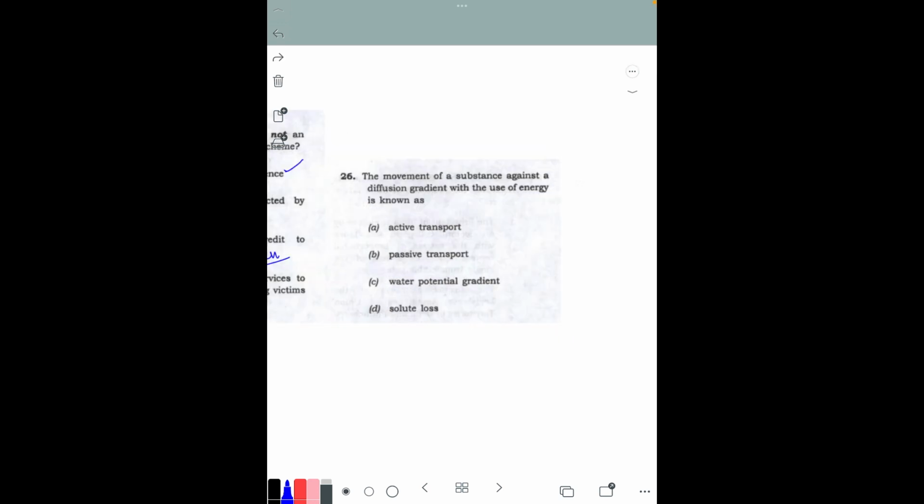26. The movement of a substance against a diffusion gradient with the use of energy is known as active transport, passive transport, water potential gradient, solute loss. The correct option is active transport. With the use of energy, active transport. Without the use of energy, passive transport.